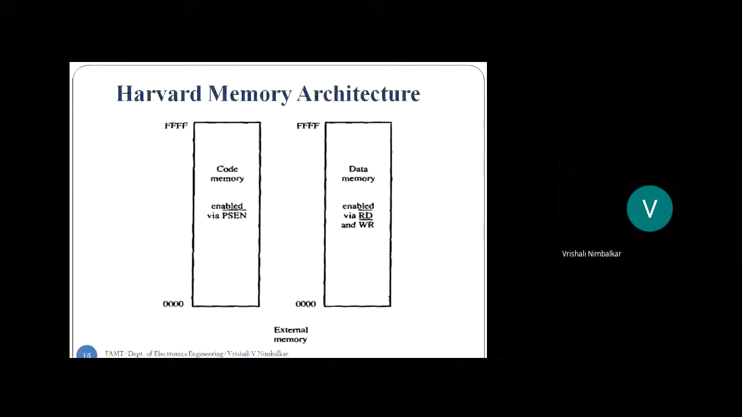Whereas if that was von Neumann or Princeton architecture, I would have only one 00 to FF. Partial will be used as program memory and partial will be used as code memory. So hope you get me. Physically, there are separate spaces for ROM and RAM. That's called Harvard architecture. Program memory's control signal, read signal, is PSEN bar. Data memory's control signals are read and write.